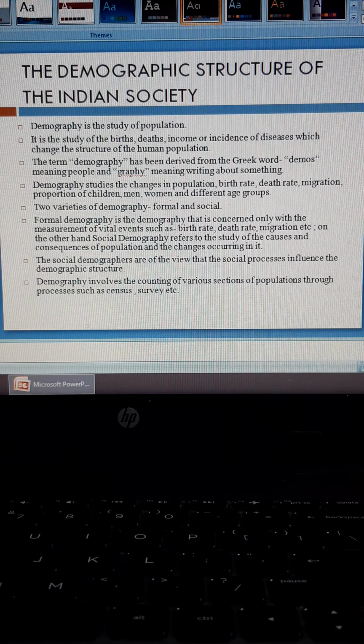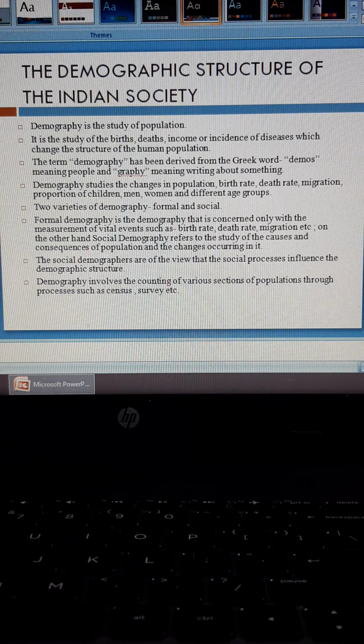Demography studies the population of a country, of a nation. Like how in economics we study the economy, and in sociology we study society, similarly, demography as a subject studies population. Second point, it is the study of births, deaths, and incidence of diseases which change the structure of human population. Demography studies all the events which bring about change in human population, like births, deaths, and incidence of diseases.